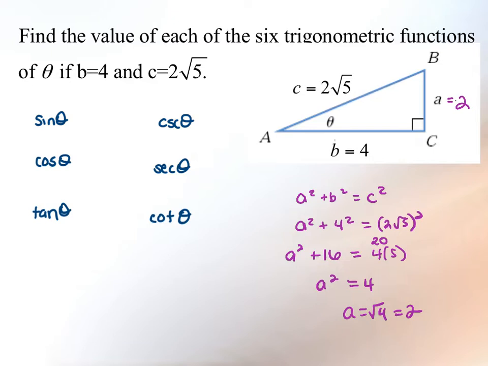But why do we ignore the negative? So it can't be negative. Good. A length can't be negative on a side, right? So I would do positive 2. Now I've got all my 3 side lengths.